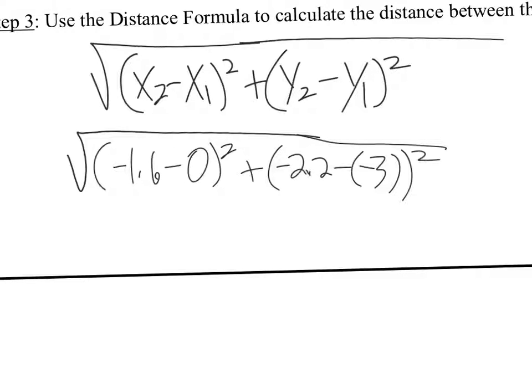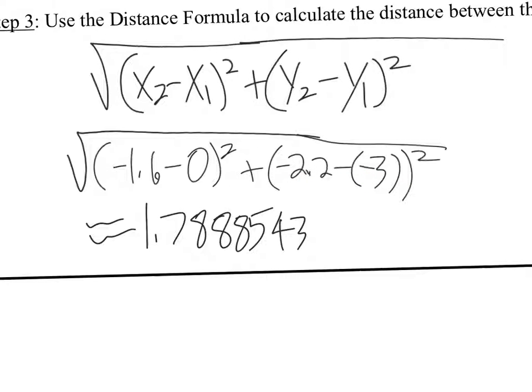So I'm going to type into my graphing calculator or scientific calculator, whatever, negative 1.6 minus 0 squared plus negative 2.2 minus negative 3 squared. And so that's going to give me 1.78888543.